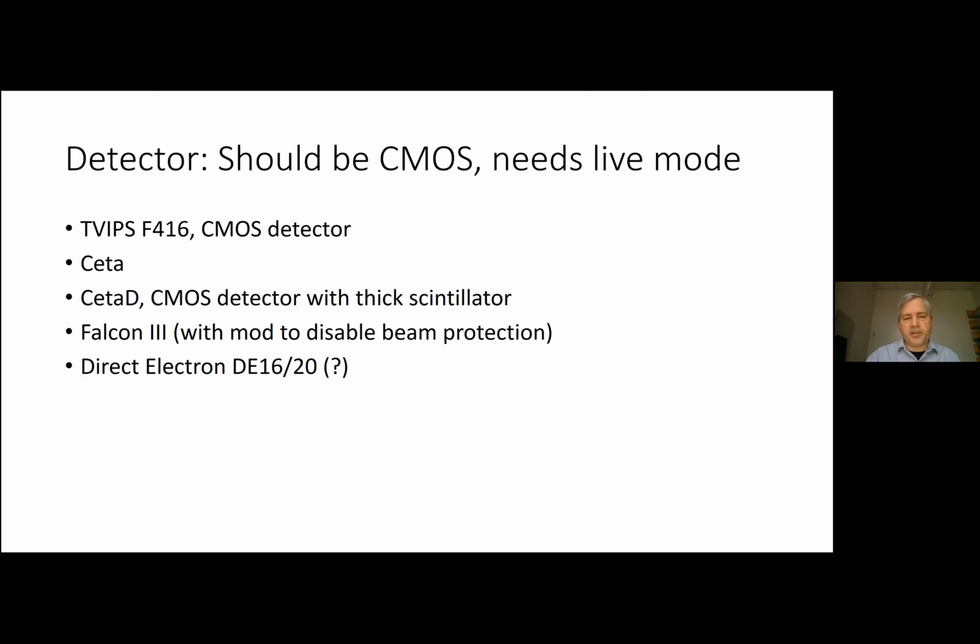So I wouldn't want to use a direct detector until I had a lot of practice doing MicroED using a regular, non-direct detector with a scintillation layer. Those are sensitive, but if you hit them with a diffraction beam a couple of times, it's probably not going to hurt them permanently. It might take a little while for them to come back, but these direct detectors you could definitely damage.